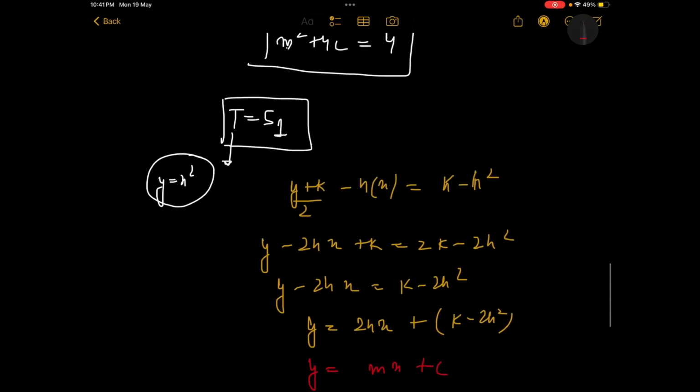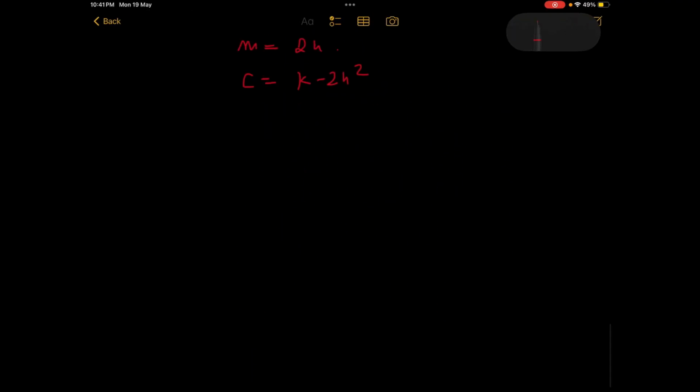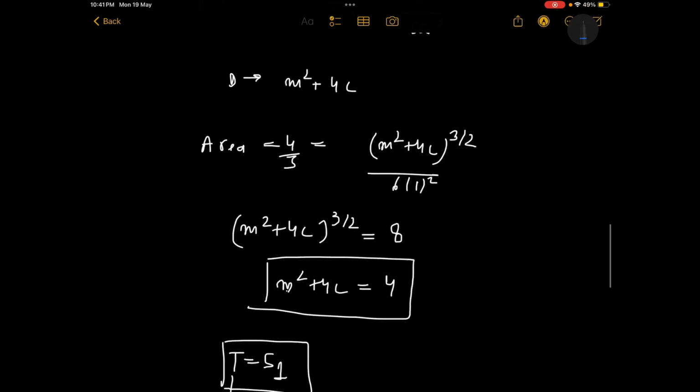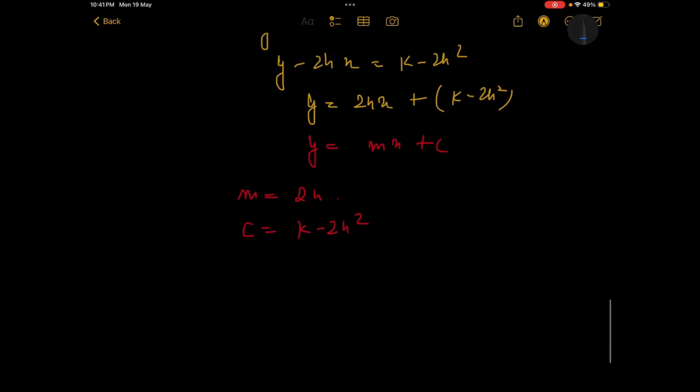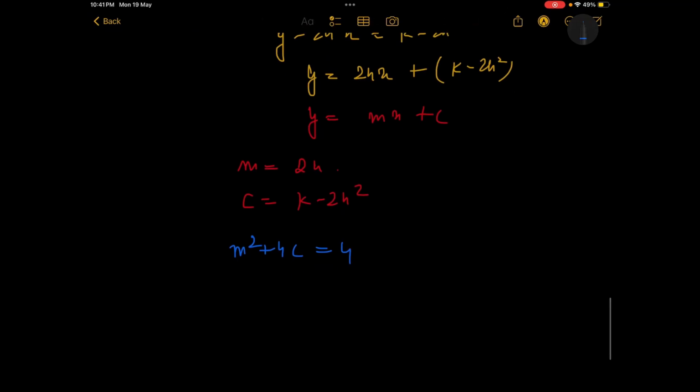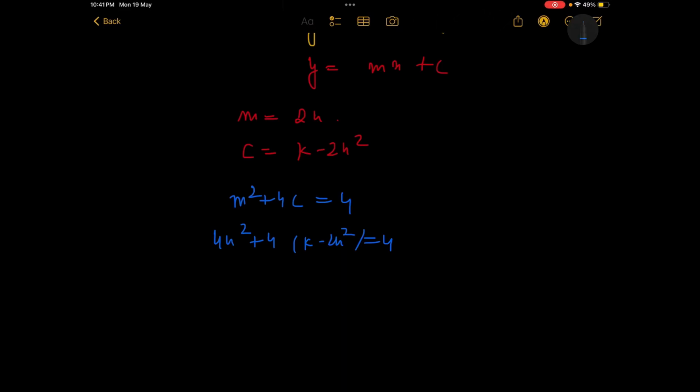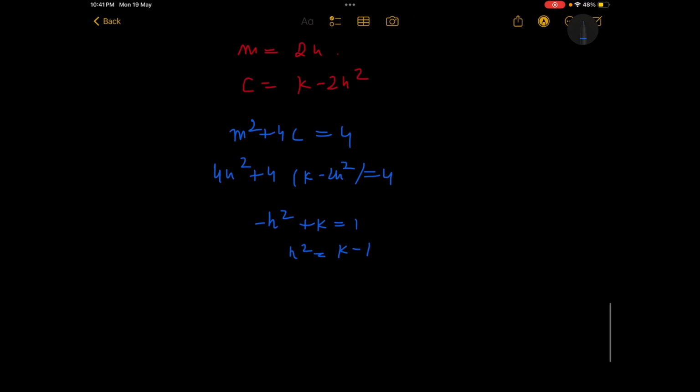Now substituting it in this equation 1, the equation is m squared plus 4c is equal to 4. Substituting for the variables, 4h squared plus 4 times (k minus 2h squared) is equal to 4. Minus h squared plus k is equal to 1. So h squared is nothing but k minus 1. So our equation of the curve comes out to be x squared is equal to y minus 1.